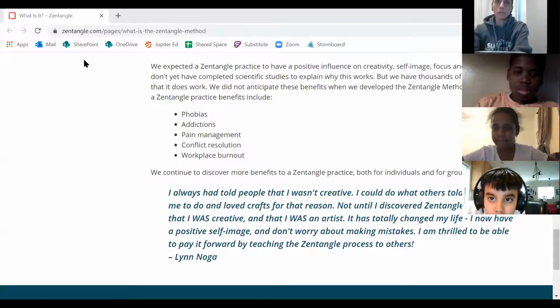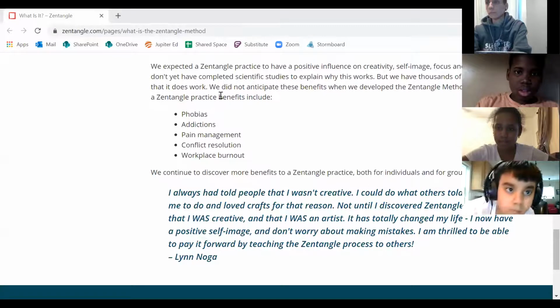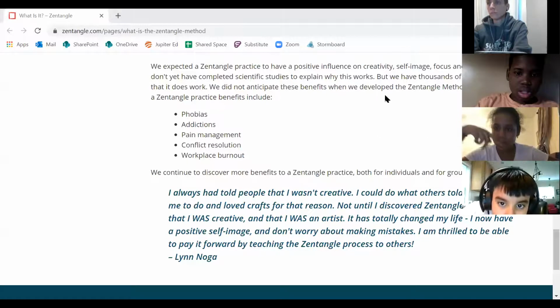We expected a Zentangle practice to have a positive influence on creativity, self-image, focus.